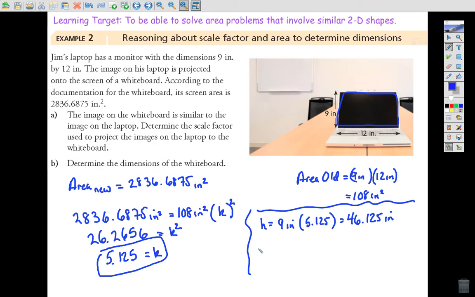So if we want to find the width of the actual screen, we would take our 12 inches and multiply that by 5.125 as well. So taking 12 times 5.125 gives me back 61.5. So that ends up being 61.5 inches. And so those are the dimensions of my screen.